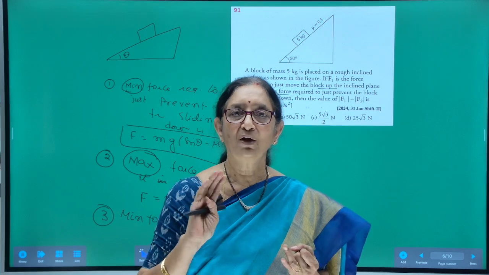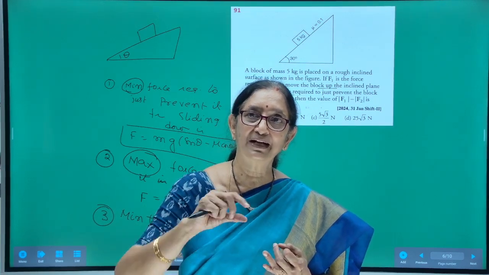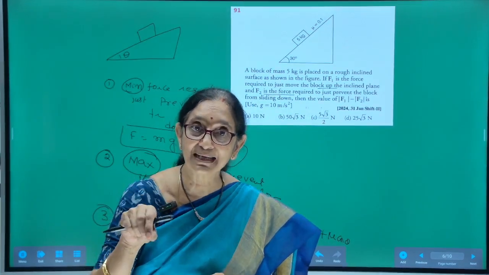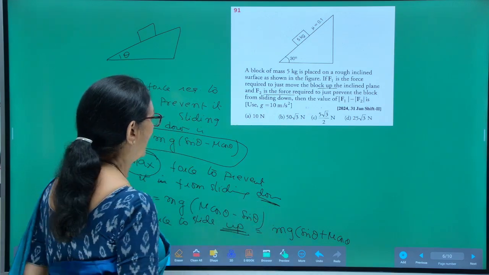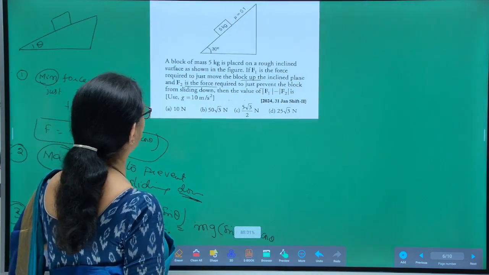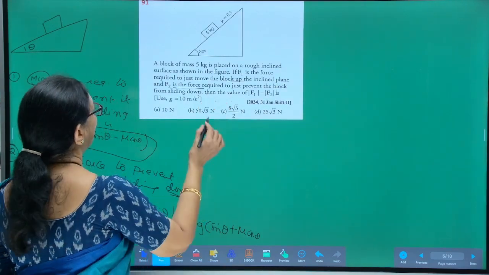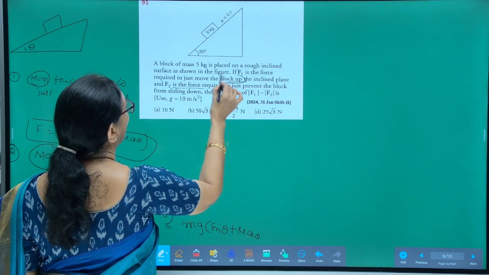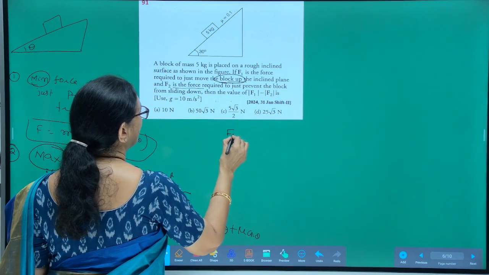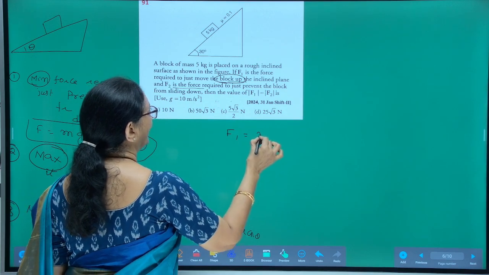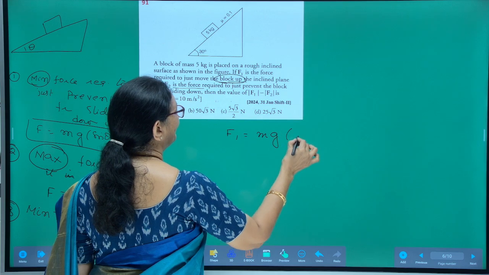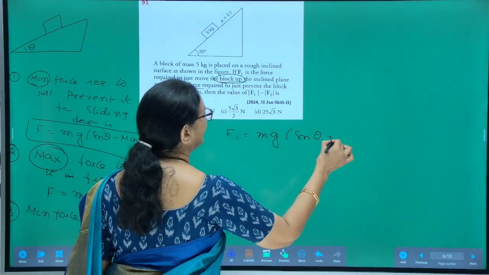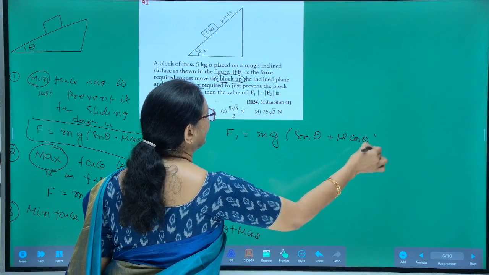That's all. What is the minimum force required to just pull it up the plane? Mg of sin theta plus mu cos theta. Now, have all those things in your hand. Now, look at the problem. F1 is the force required to just move the block up the plane. So, the minimum force required to just move the block up the plane is mg of sin theta plus mu cos theta.